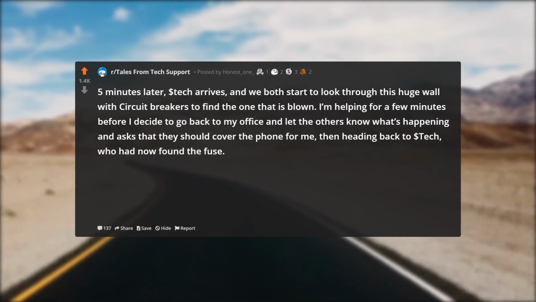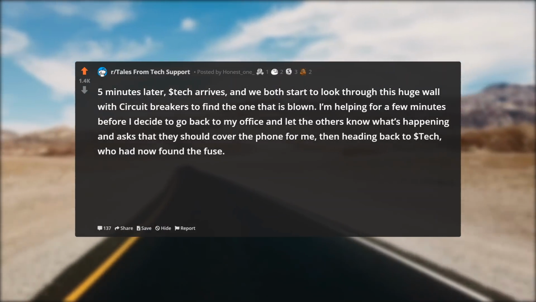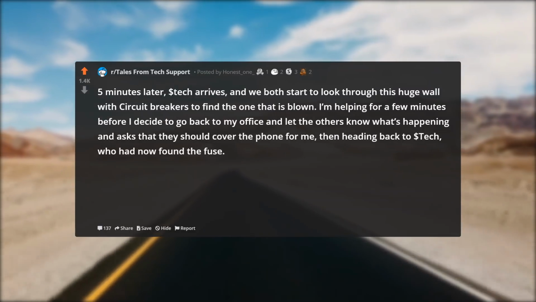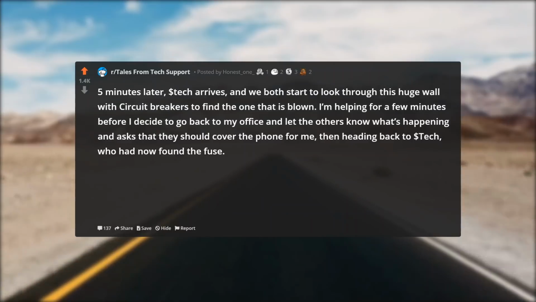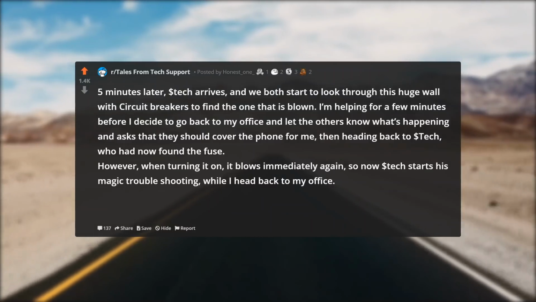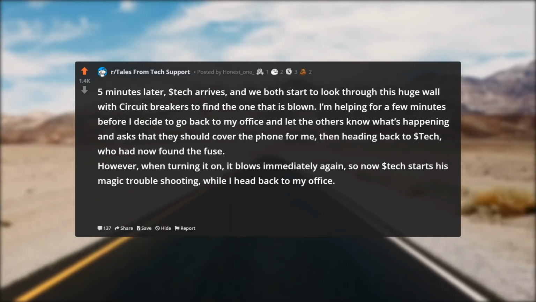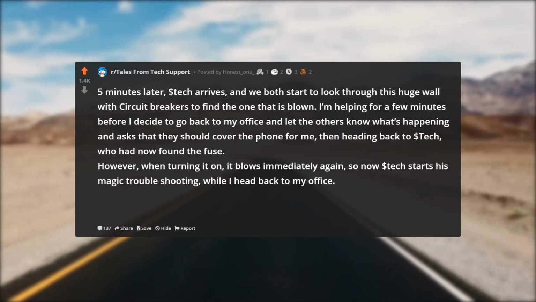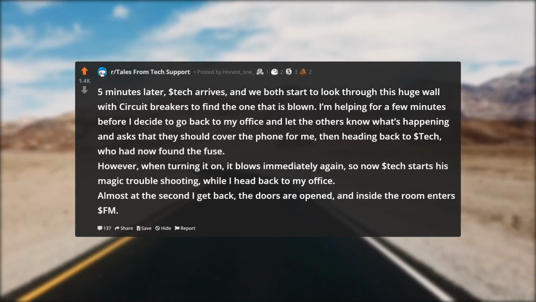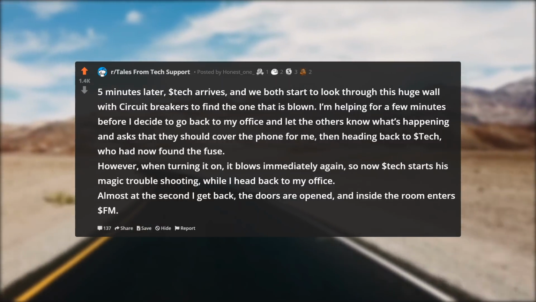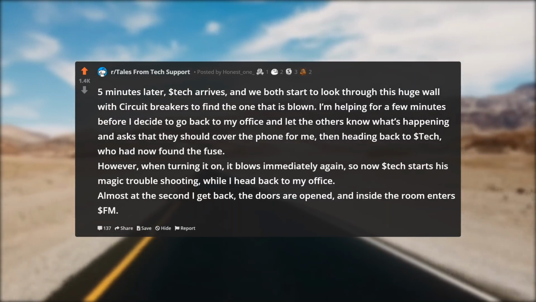I'm helping for a few minutes before I decide to go back to my office and let the others know what's happening and ask that they cover the phone for me, then heading back to Tech, who had now found the fuse. However, when turning it on, it blows immediately again, so now Tech starts his magic troubleshooting while I head back to my office. Almost at the second I get back, the doors are opened and inside the room enters $FM.